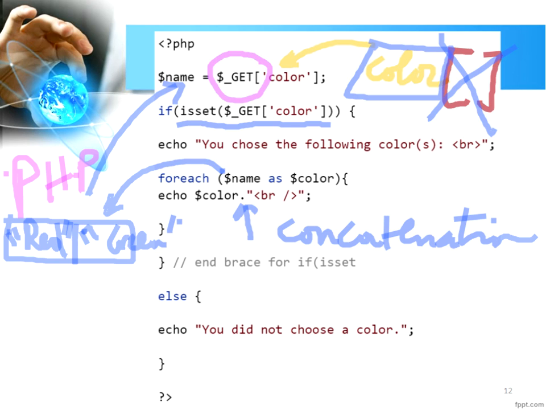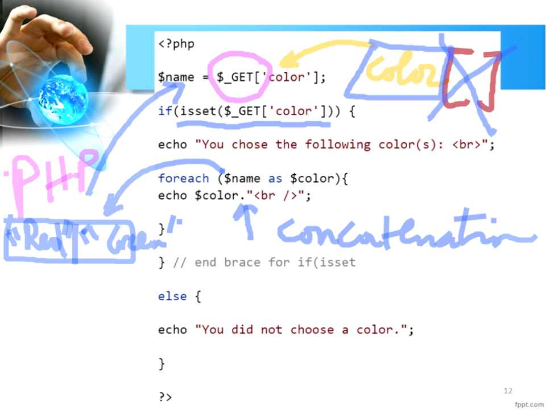So here BR is used, yes, like a plus. BR here is used to make a new line. After each color, I will obtain a new line. So all the colors will be displayed on different lines. It is clear, this example is clear. Any questions about this example?